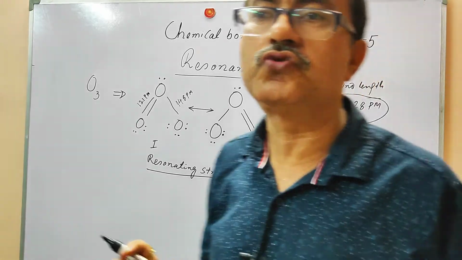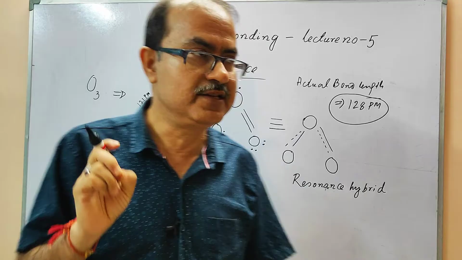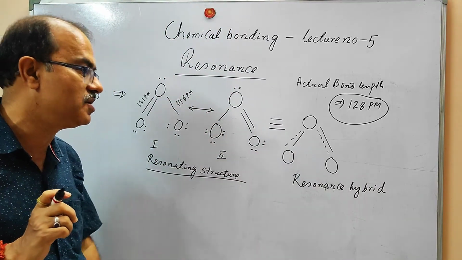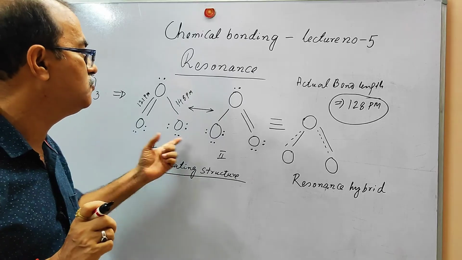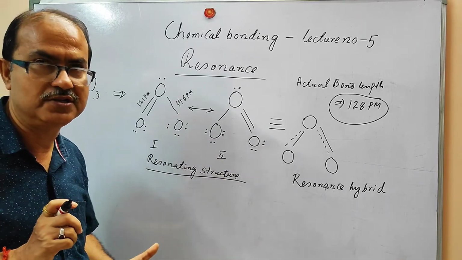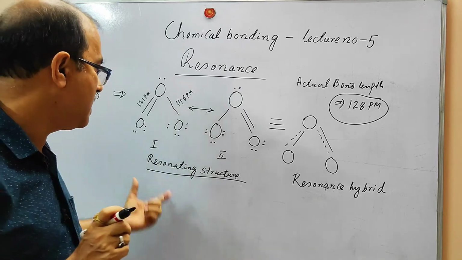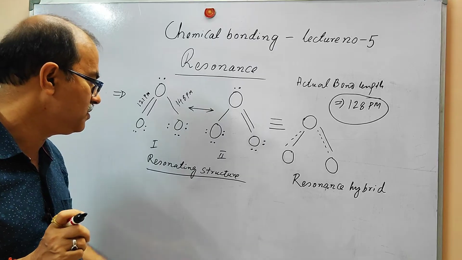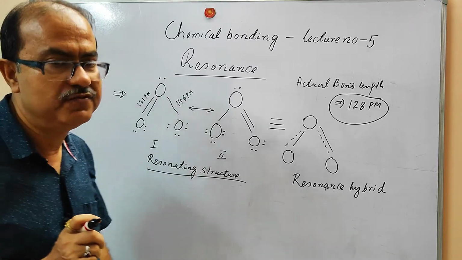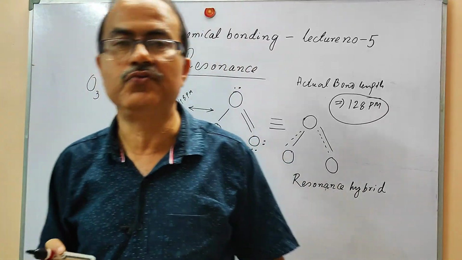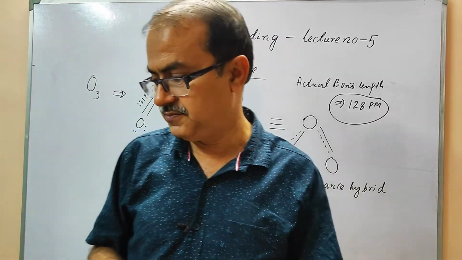This phenomenon is called resonance, and it is depicted by these symbols, and this is a resonance hybrid of these two structures. These two structures are called the contributing structures or canonical structures, or resonating structures. This phenomenon is also observed in some other molecules that we are going to discuss.